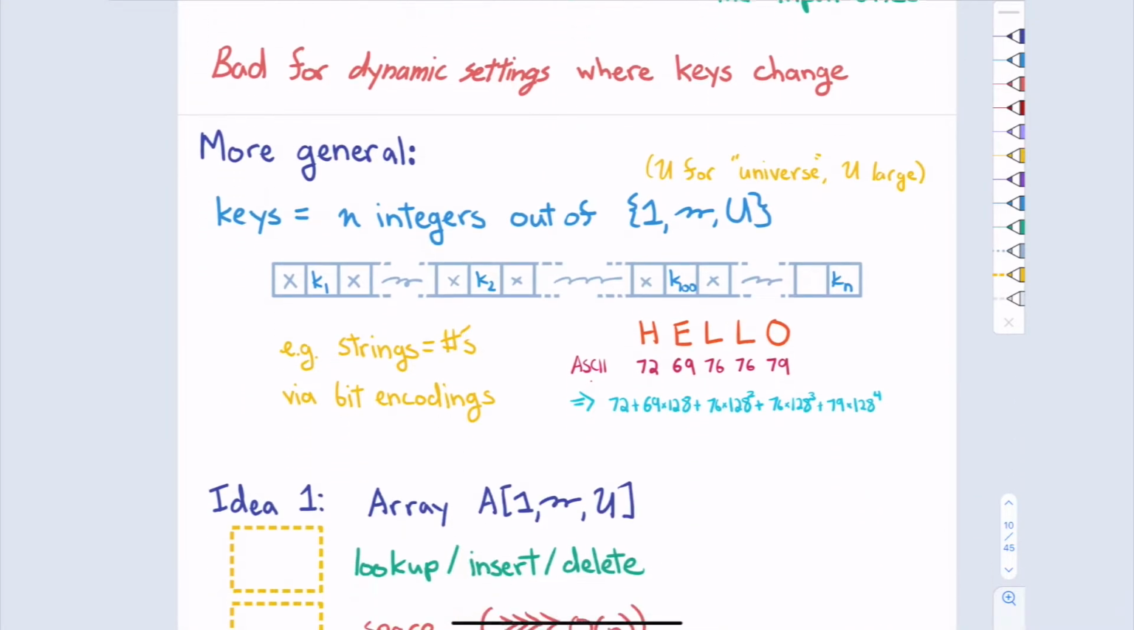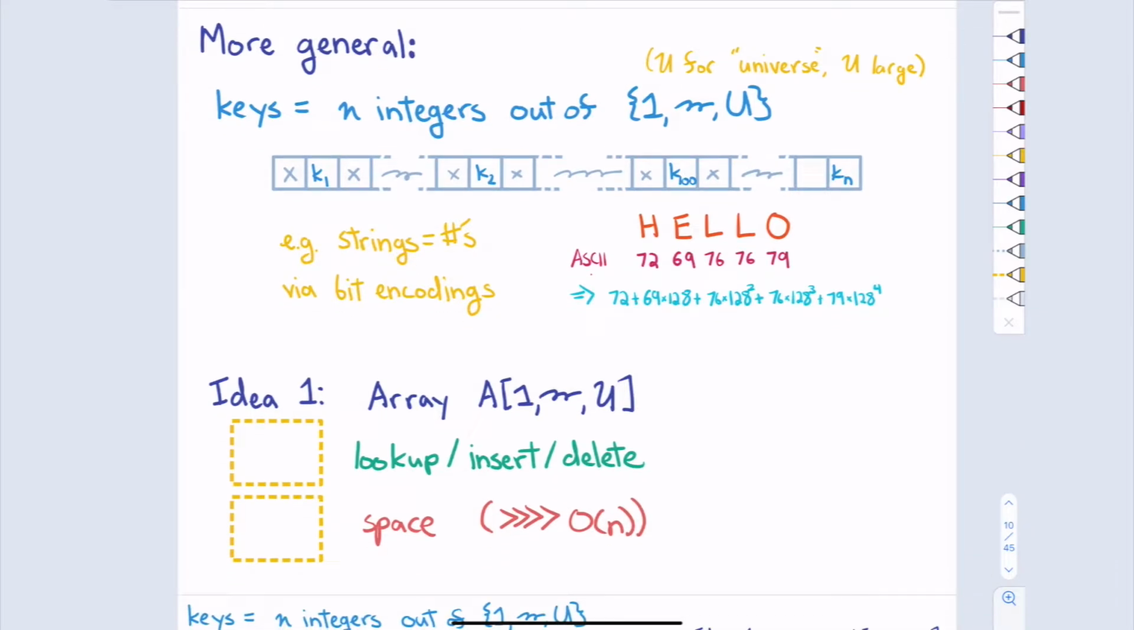Okay, so then here is maybe a more general case, where we have n integers, but they're out of a much bigger space. I'll write 1 to u. U stands for, I guess, universe. And u can be very big. For example, if we're saving strings, I can think of each string as a number based on the bit encoding, and now you're looking at ginormous numbers, sort of like last time.